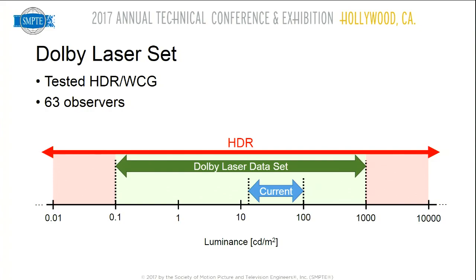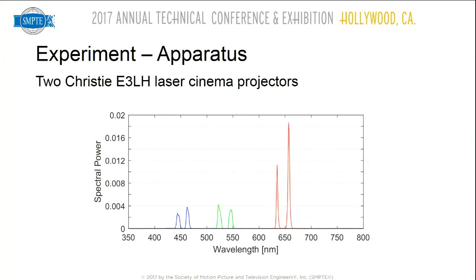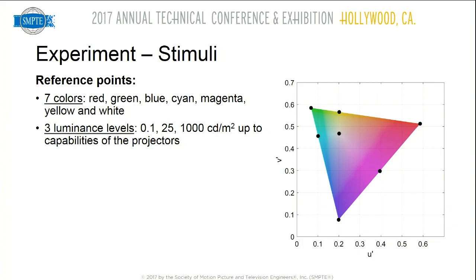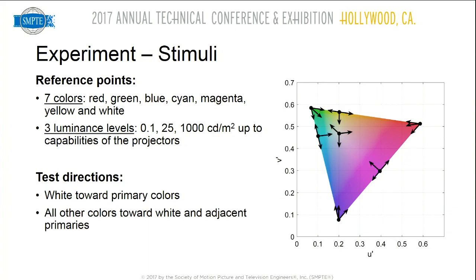In our experiment, we tested 63 observers, and we used two Christie E3LH laser cinema projectors, using the native primaries in order to test as wide of a color gamut as possible. We tested 7 colors, red, green, blue, cyan, magenta, yellow, and white, each at 3 luminance levels of 0.1, 25, and 1,000 candelas per meter squared, more commonly known as nits. The graph to the right is showing just 1 luminance level for simplicity. We tested white towards the primary colors, and all of the other colors were tested towards white and the adjacent primaries. We also tested a change in luminance for the primaries and for white.